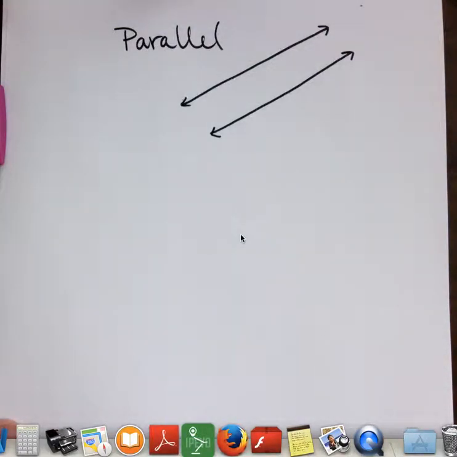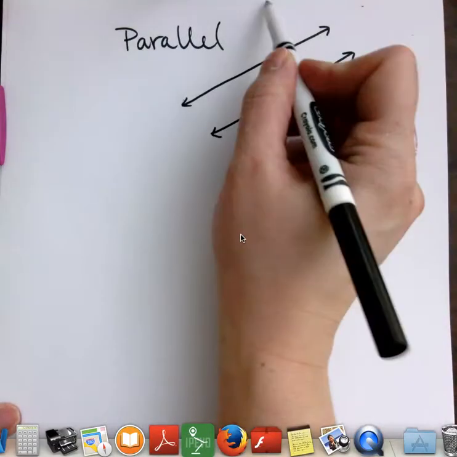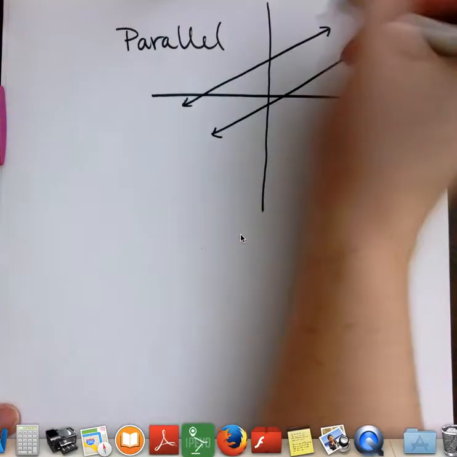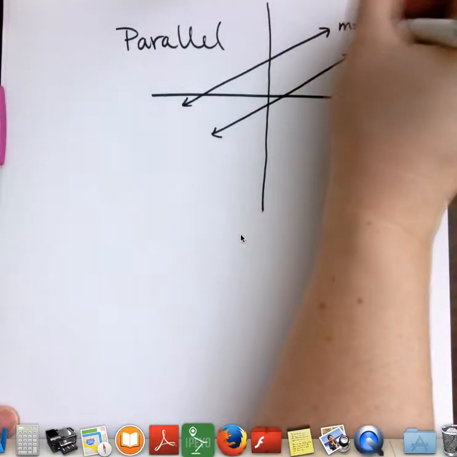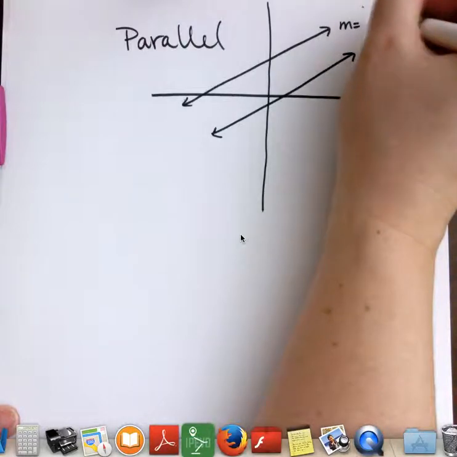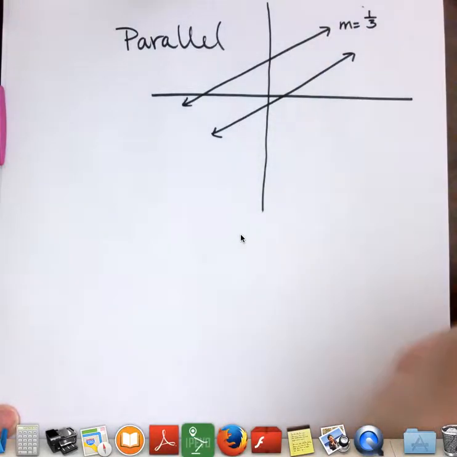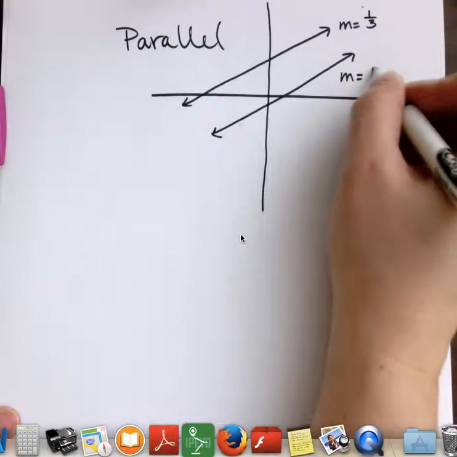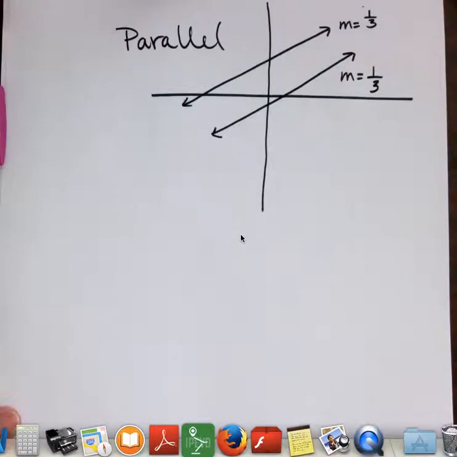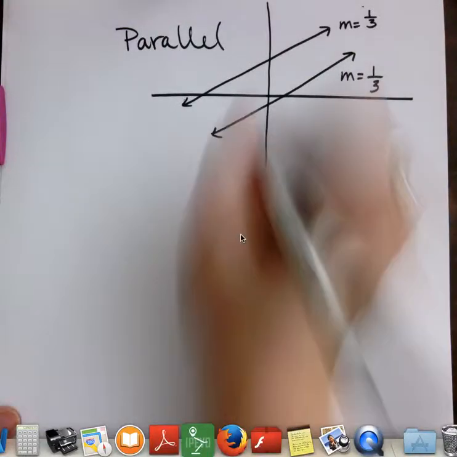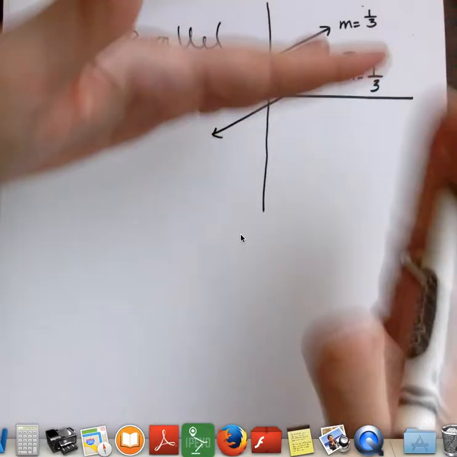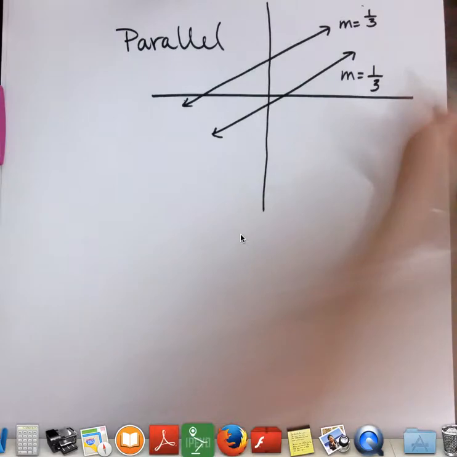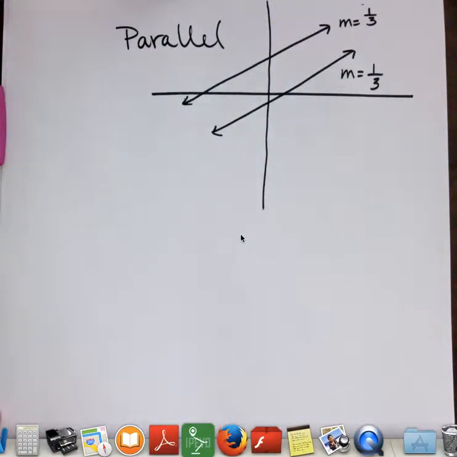Well, if that's the case, and I was talking about equations of a line, if the slope for this line is 1/3, then the slope for this line, if they're parallel, must be 1/3 as well because they can never cross. If it's anything other than 1/3, eventually, when we keep going in a certain direction, they're going to get either closer and closer together or whatever. So they would cross if they're not the same. So parallel lines have the same slope.